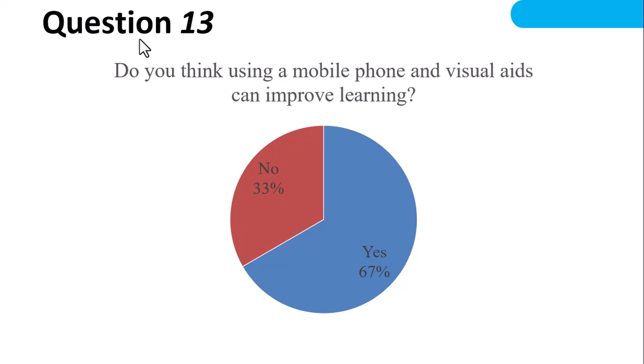Question number 13 is, do you think using a mobile phone and visual ads can improve learning? Mostly people said yes. Following mobile phone and visual ads can help kids to learn different things. And this is the ratio: 67% yes, and 33% no.